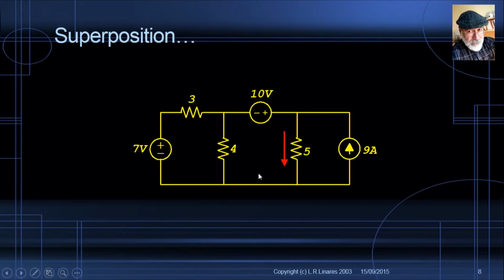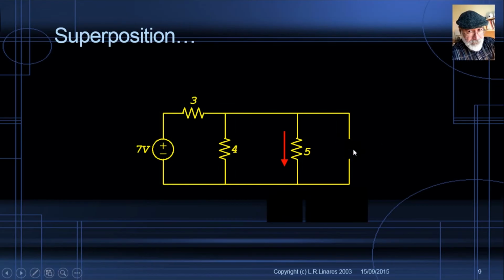Remember, the first step is to kill all the sources minus 1. Let's begin with the 7-volt source. We're going to kill this 10-volt source, replace it by a wire. We're going to replace this 9-amp source by a hole, like so. Check it out. The current source is a hole. The 10-volt source is now a wire, and we can solve the circuit. Find the current in the 5-ohm resistor, and that will be the contribution of the 7-volt source alone.